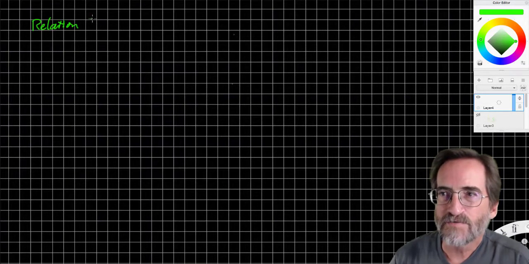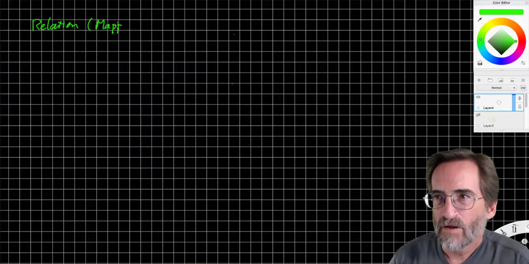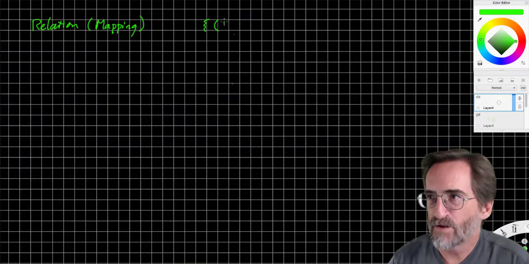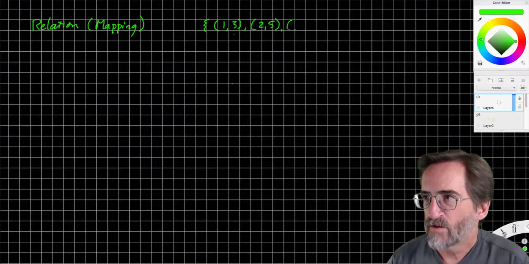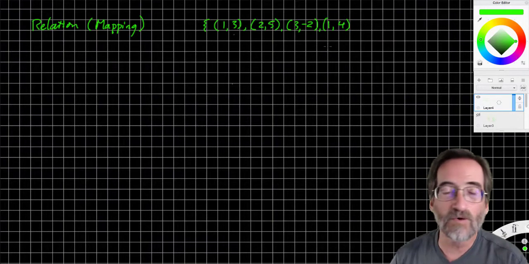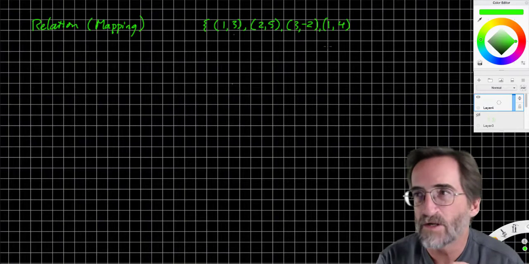A relation is often called a mapping. It is a pairing of numbers, right? So we can define a relation, for example, as the number 1 is paired with the number 3, and the number 2 is paired with the number 5. The number 3 is paired with the number -2. And let's include this one here: the number 1 is paired with the number 4. Notice that 1 is paired with 3 and 1 is paired with 4 as well. You can repeat numbers there.